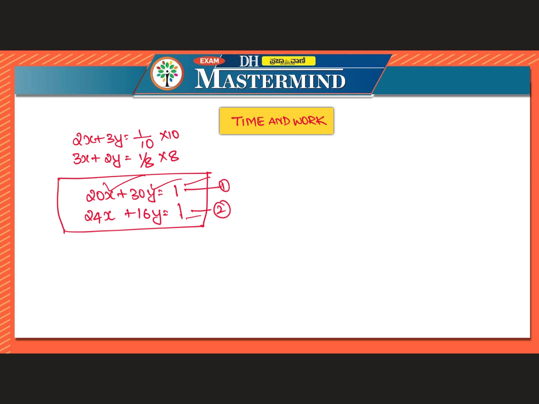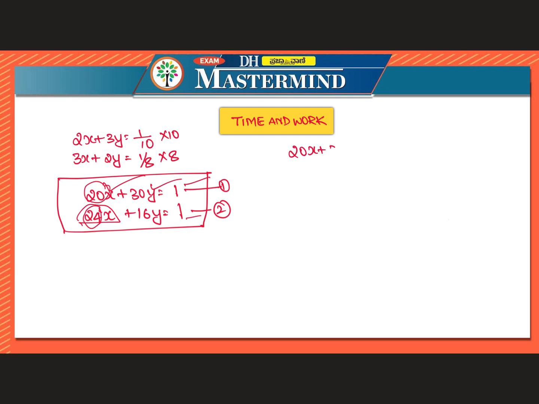Let's multiply the first equation by 24. Since the constant of the variable x in the second linear equation is 24, we have to multiply the first equation by 24. And likewise, since the constant associated with variable x in equation 1 is 20, we have to multiply the second equation by 20. So let us do this now.